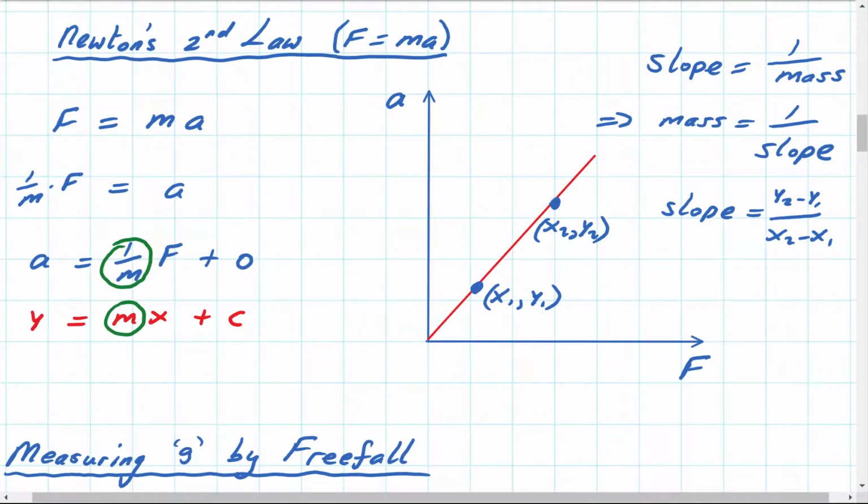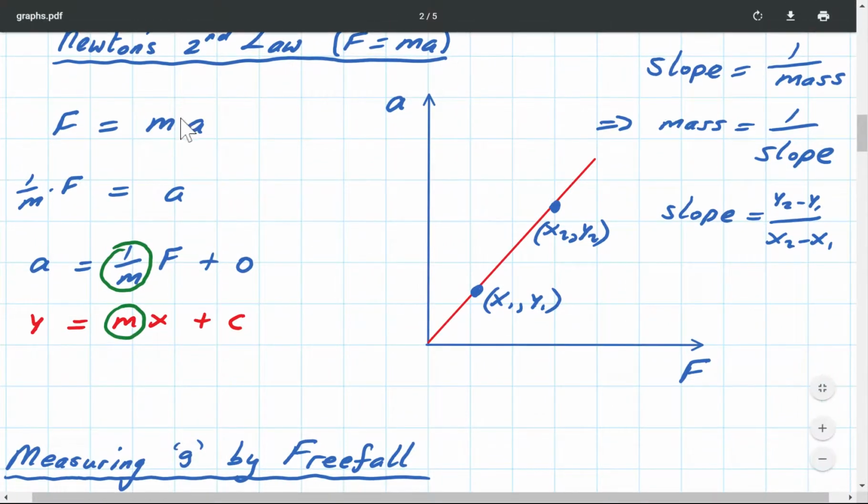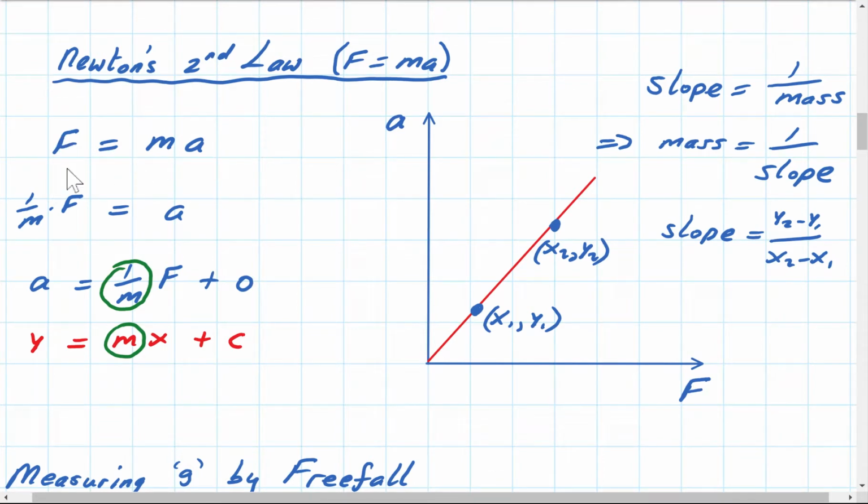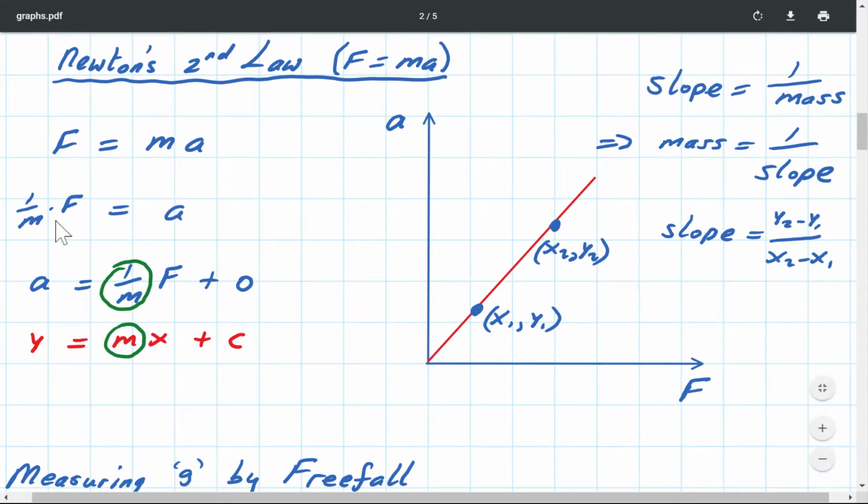Newton's second law, a bit easier. Again, the maths behind it, F equals ma. If you rearrange that slightly, divide both sides by m. You get 1 over m on this side. The m is now cancelled on this side. So 1 over m times F equals a.